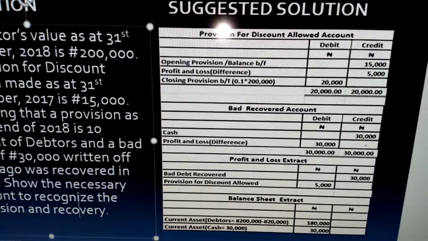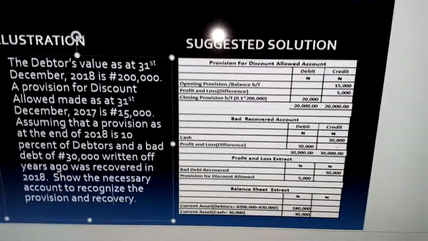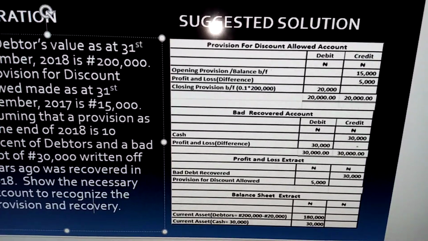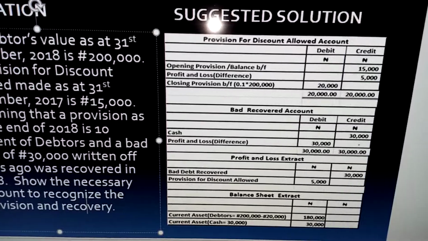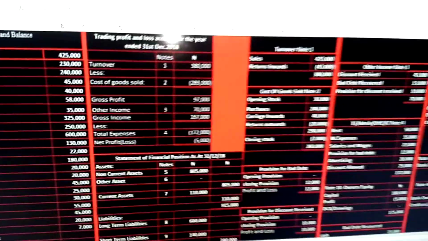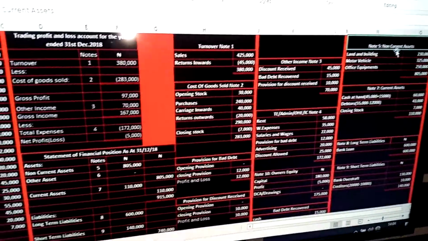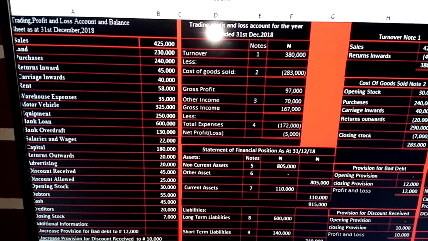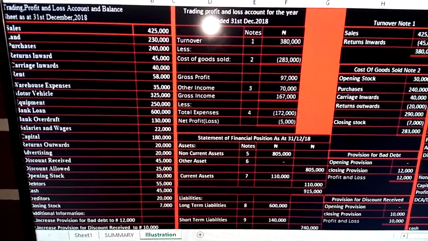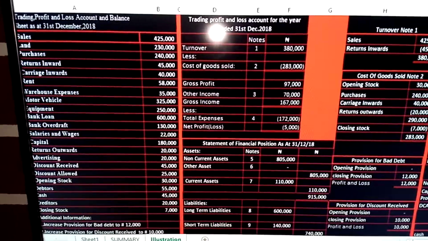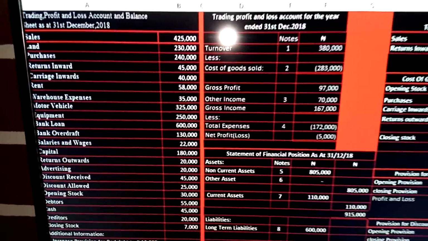30,000. So this is an illustration covering provision for discount allowed and bad debt recovered after writing them off. Now this is an illustrative question, taking into consideration provisions for bad debt, provision for discount received and bad debt recovered. So let's look at this question.